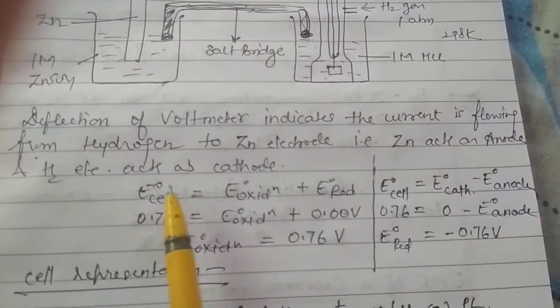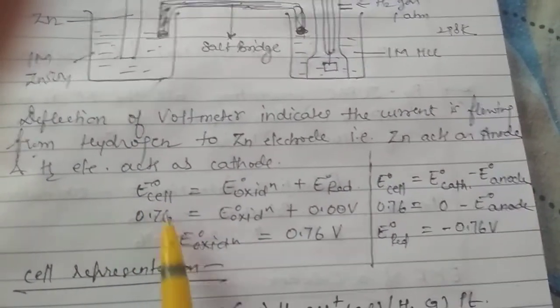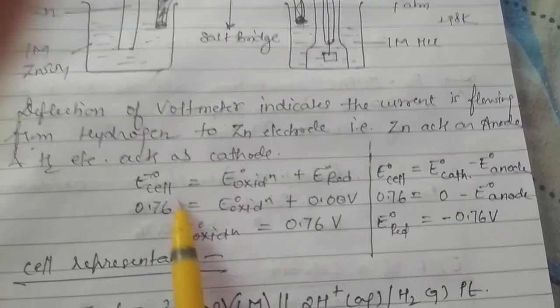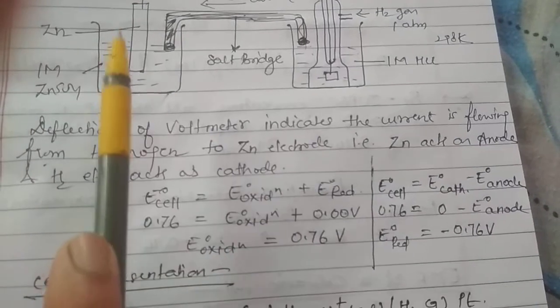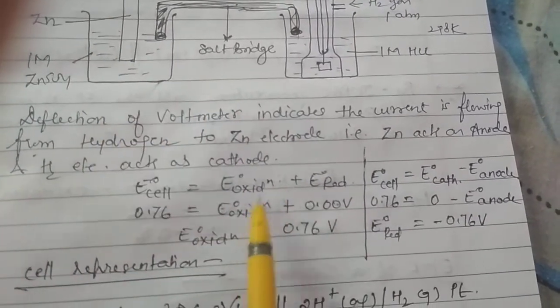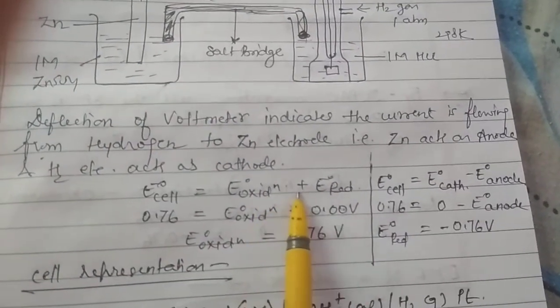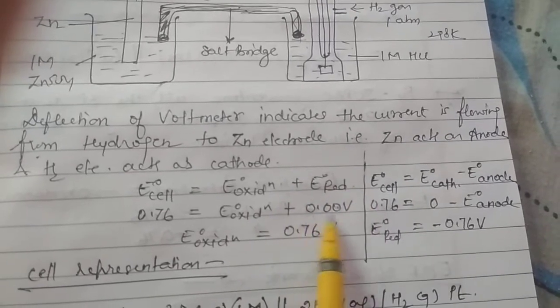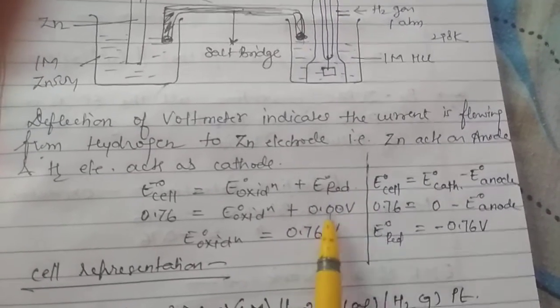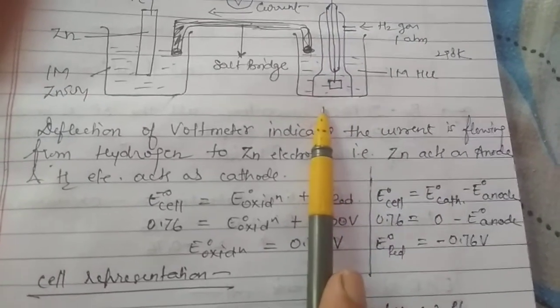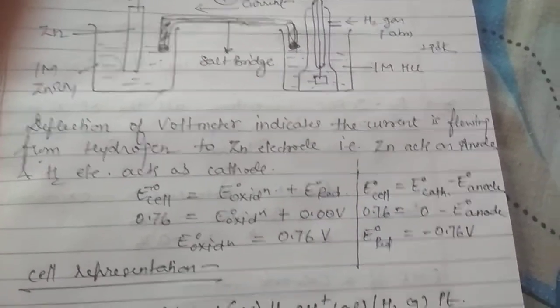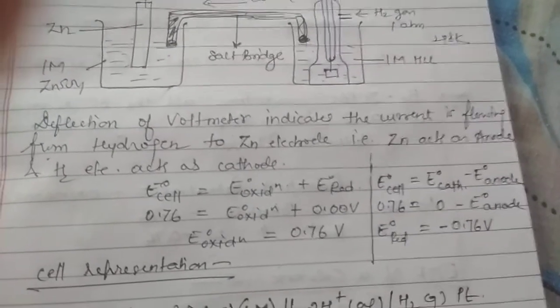As we notice, the reading is 0.76 in the voltmeter, so that is the EMF of the cell, and we are to calculate the value of zinc electrode. It is working like an anode. It means we are to calculate the oxidation potential plus reduction potential. We may put 0.00 volt because, as I have told you, that is the arbitrary value that is being fixed for the hydrogen electrode, whether it is working like an anode or a cathode.